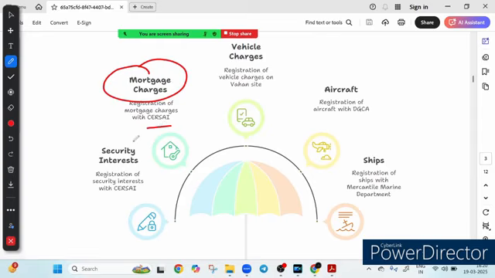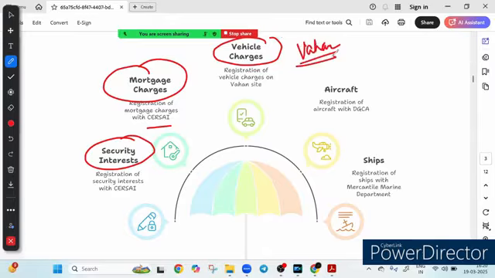Then we have something called security interest. Beyond mortgage, other security interests are also registered with CAIIB, ensuring transparency and legal enforcement. What about the vehicle charge? Try to understand. When it comes to vehicle, registration of the charge is done through the Vahan portal. There is a site which we call Vahan. Through this site, registration of vehicle is done, which is an India National Vehicle Registry.